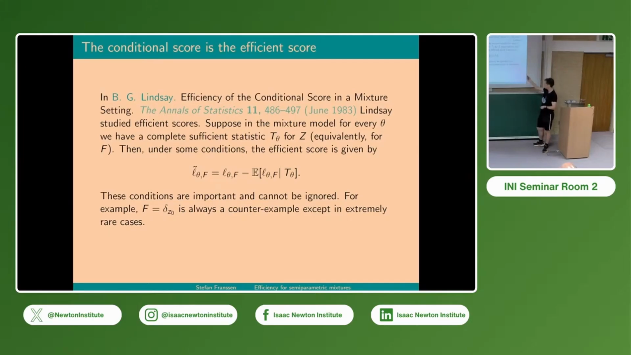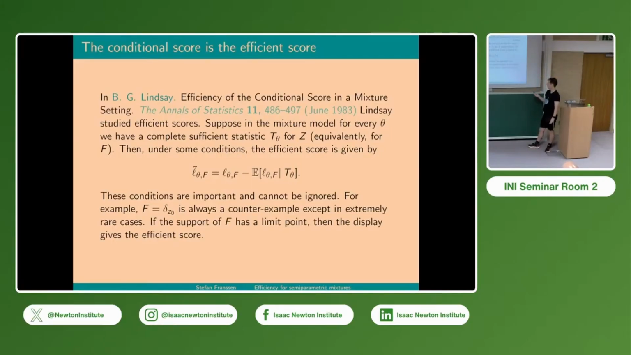There are also counterexamples, where there are conditions that have to be satisfied. You can write down very simple models, for example the model where the latent variable is always the same value, where this methodology will not work. So it's important, and they might be technical conditions, but it's important that these conditions are verified, because easy counterexamples exist. But a lot of things also are not counterexamples.